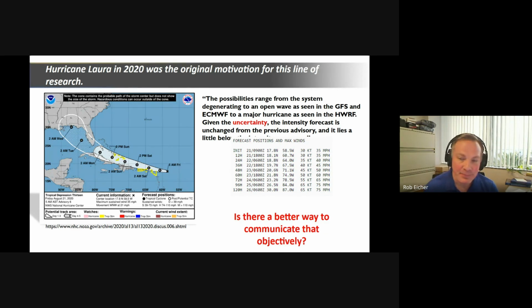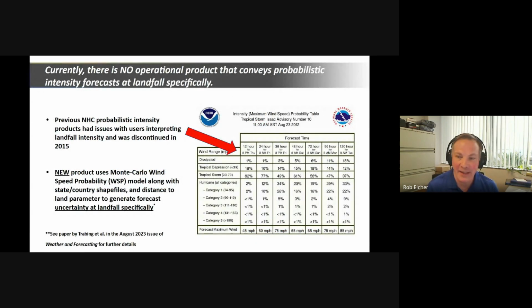Next slide, please. So my colleague Dan got in contact with some folks that he's worked with before down there in Miami at the National Hurricane Center, and they said, yeah, Ben Trabing has actually been working on something like that.